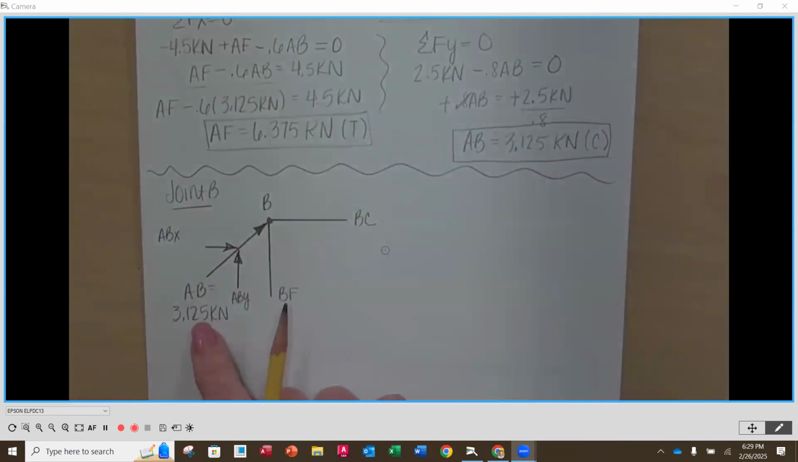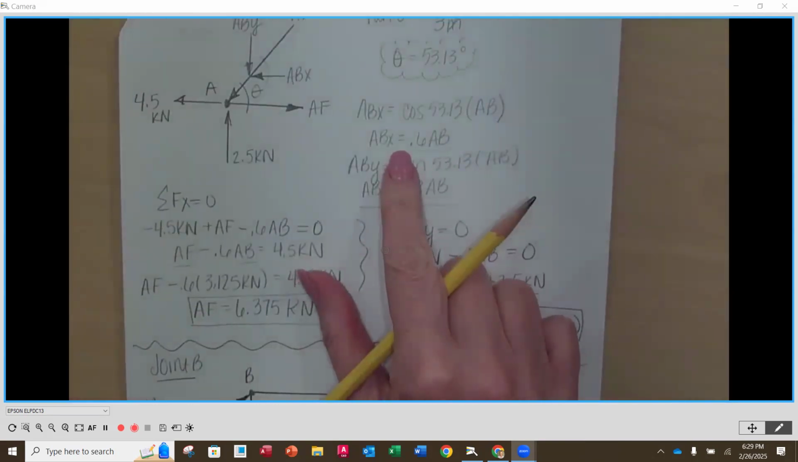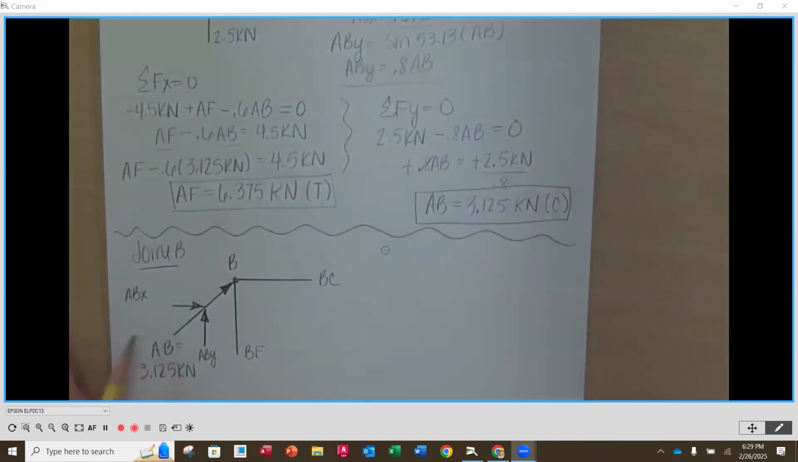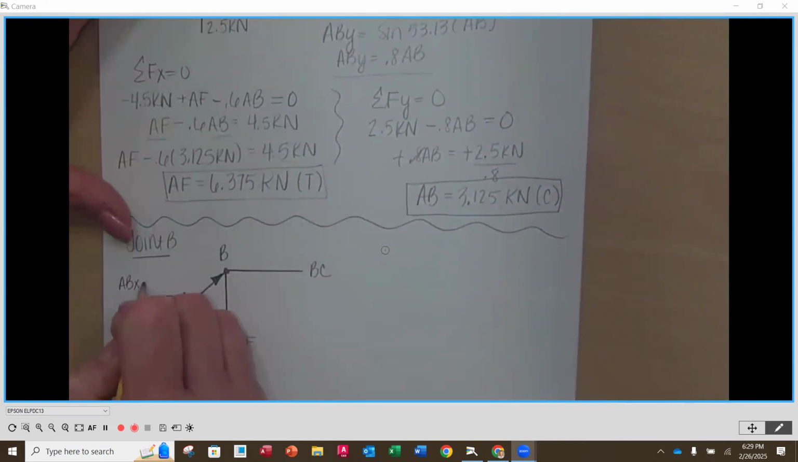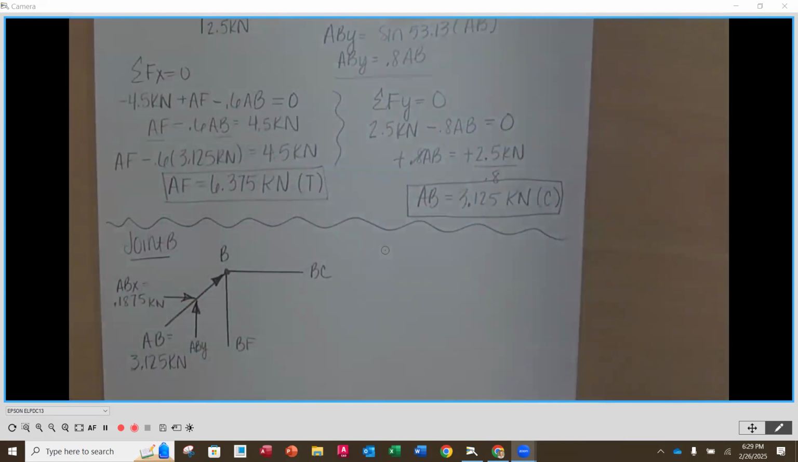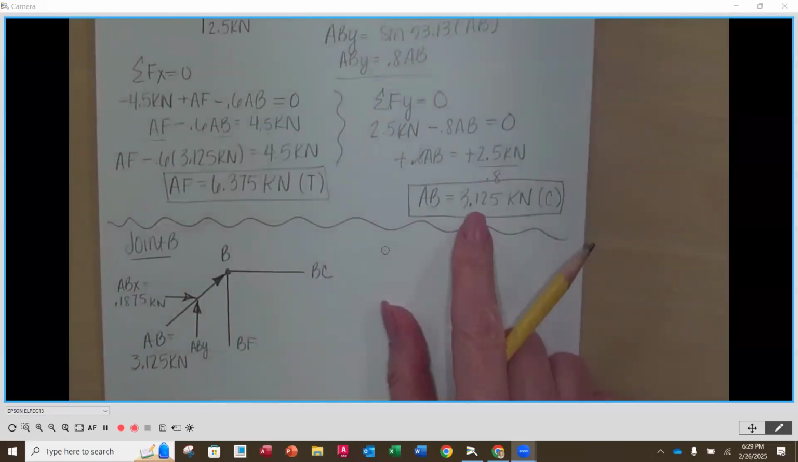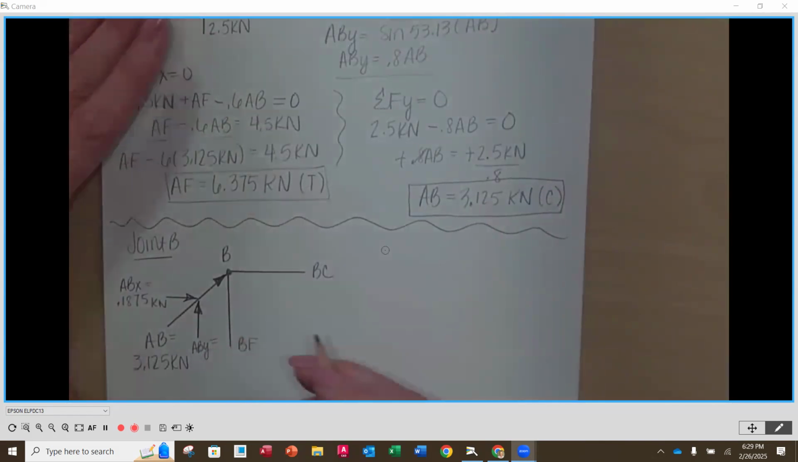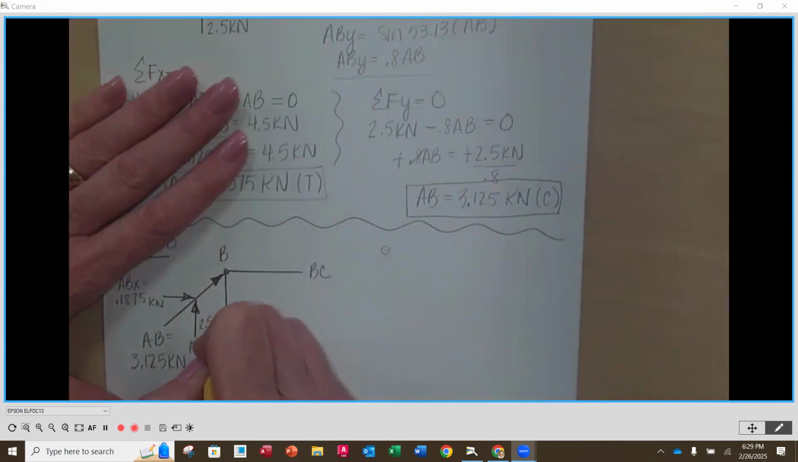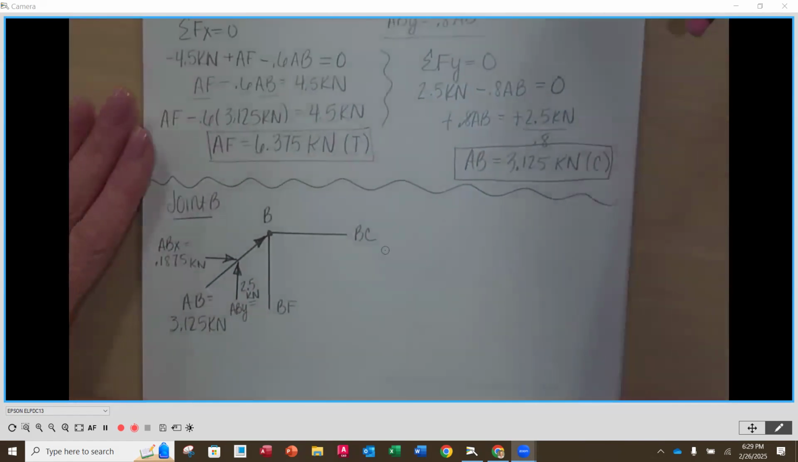Now we want to put their values there, all right? And we know that the X component up here at AB was 0.6 times AB. So we can take the 3.125, which was the magnitude of AB, multiply it by 0.6, and that is going to be 1.875 kilonewtons for that X component, pointing to the right. The Y component is going to be 0.8 times 3.125. So if we take 3.125 times 0.8, we're going to get 2.5. And that's for the Y component.